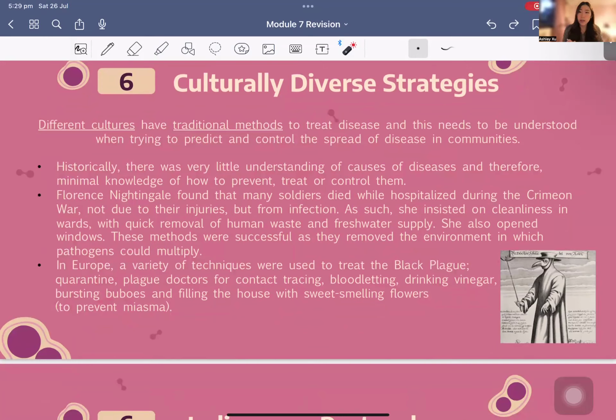Bursting buboes was another thing. A very common symptom of the Black Plague was they'd get these fluid-filled buboes, and they'd be quite big. And people back in the day would burst them. Should you do that? Not really, because bursting the buboes just spreads all of that nasty liquid into the environment, allowing the pathogen to spread even quicker. So definitely not good. All right, so read through how we treated diseases before.